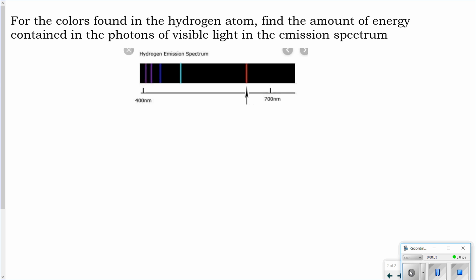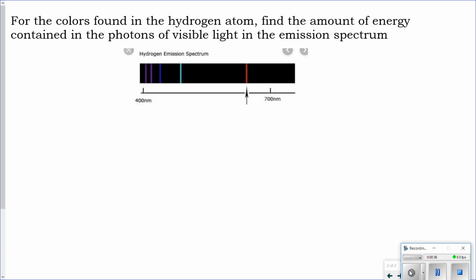Alright, so here's an example of how we're going to use Planck's equation in order to figure out how much energy is contained in some of these photons in your spectral signatures. And we're going to use hydrogen because Bohr used hydrogen, and hydrogen was simple because we only have a few distinct lines. So for the colors found in the hydrogen atom, find the amount of energy contained in the photons of visible light in the emission spectrum.